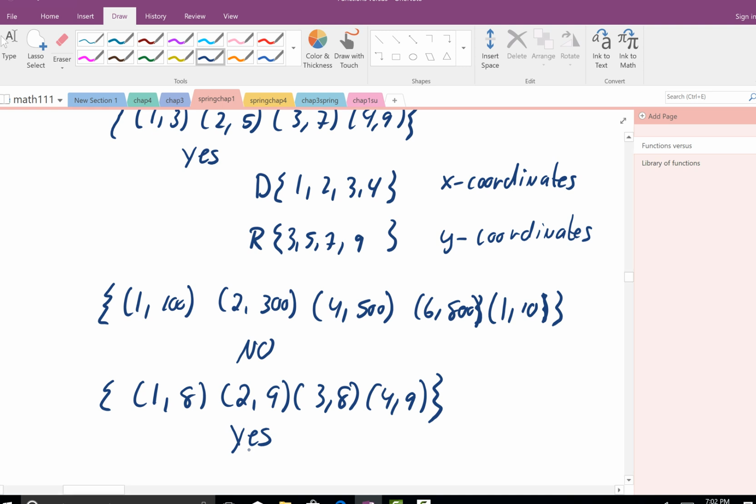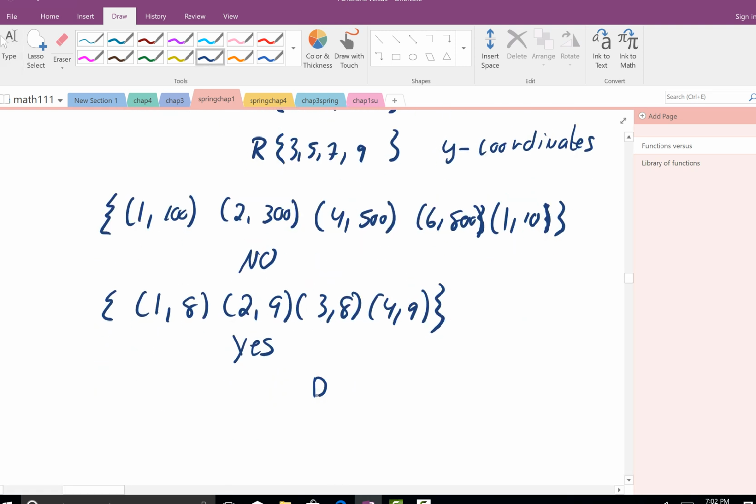What's the domain for that one? Hey, how about that? Don't worry, it's not all going to be that way. What about the range? 8, 9. You don't have to write them twice because it's just 8, 9. Okay, you don't have to do that. All right. Cool.